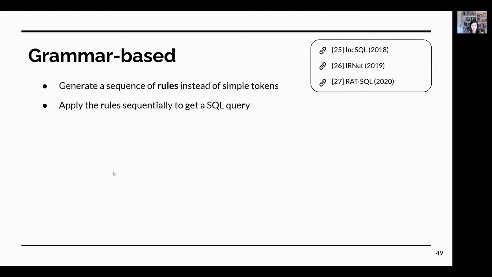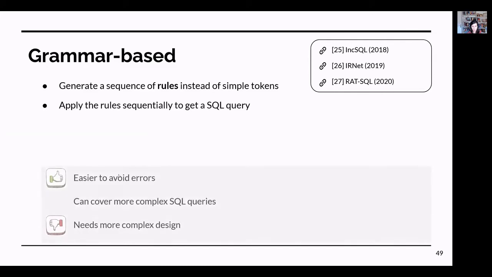Now, the grammar-based approaches essentially try to handle these previous shortcomings, and they try instead to generate a sequence of rules, a grammar, instead of simple tokens, that can be used to generate an SQL query. And as we're going to see, several more recent approaches like IRNet and RAT-SQL are actually grammar-based approaches. And here we have clear benefits. The approach makes it much easier to avoid errors. They can more easily cover more complex queries, but of course, they are more sophisticated, and that requires a more complex design for the actual neural network that is used for the translation.